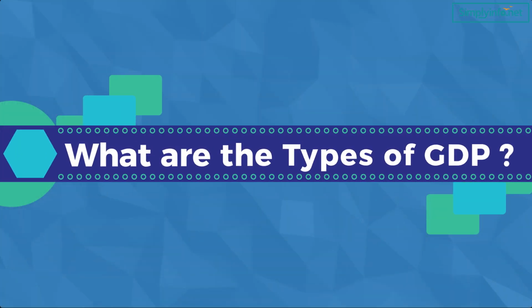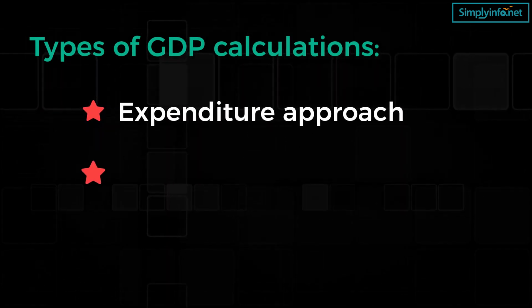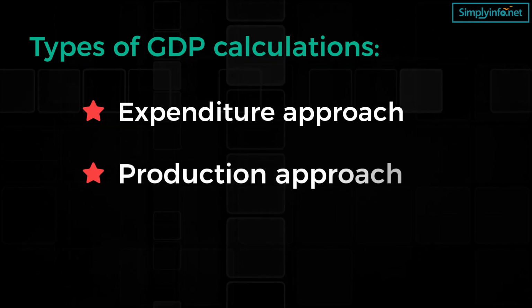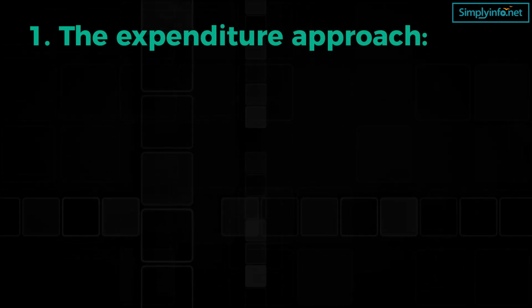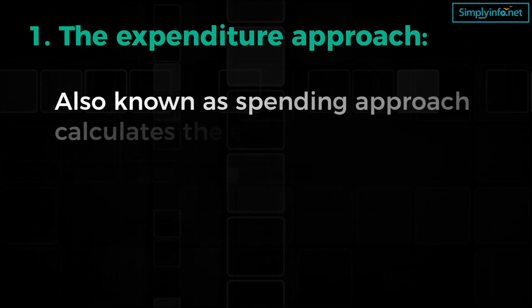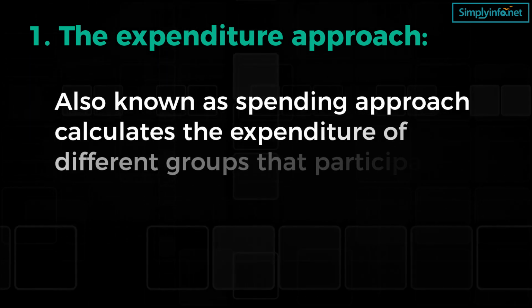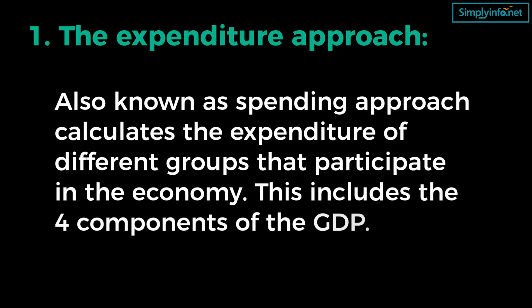What are the types of GDP calculation? Number 1, the expenditure approach. Number 2, the production approach. Number 3, the income approach. Let's look into number 1, the expenditure approach. Also known as the spending approach, it calculates the expenditure of different groups that participate in the economy. This includes the 4 components of the GDP.